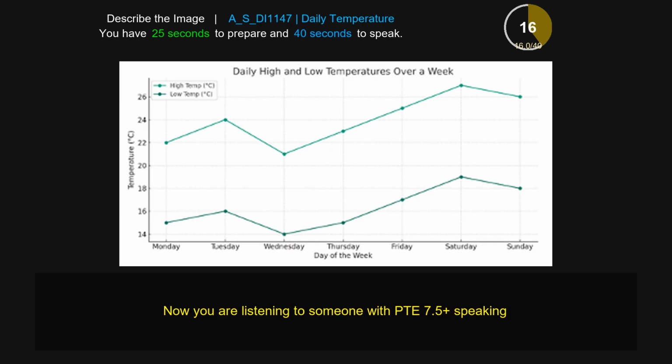First, it is evident that Saturday is the highest temperature for both high and low temperatures, followed by Sunday as the second highest, ranging from 26 to 18. The lowest of the week is Wednesday, ranging from 21 to 14. Overall, this provides information on the high and low temperatures over the week.